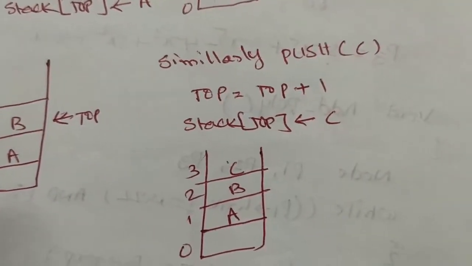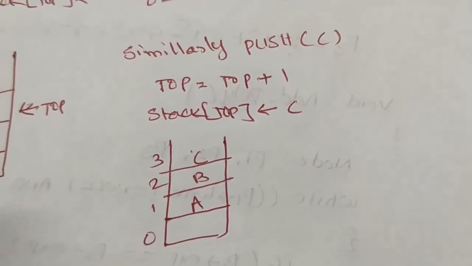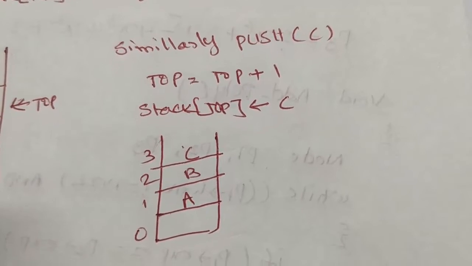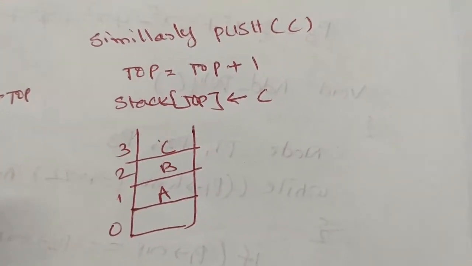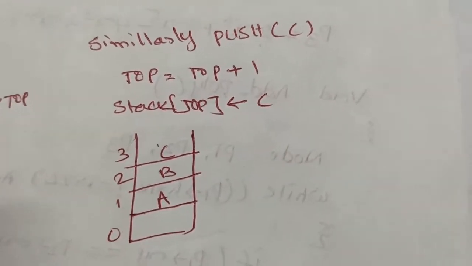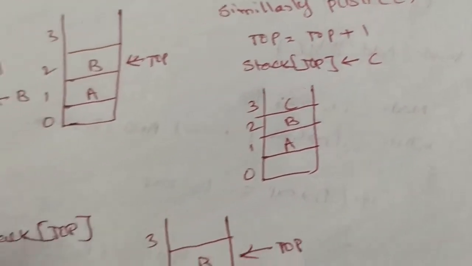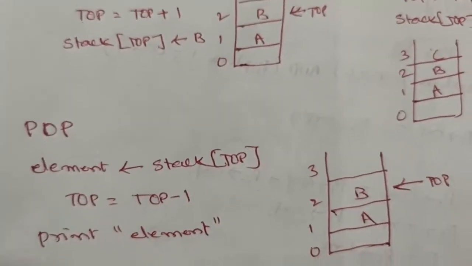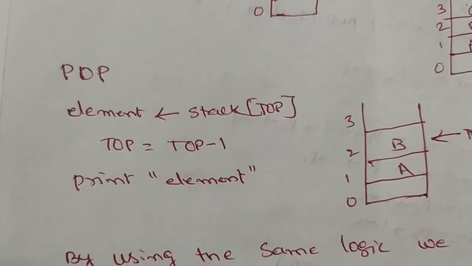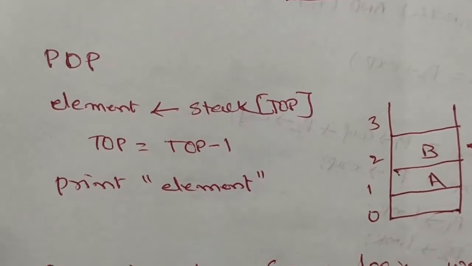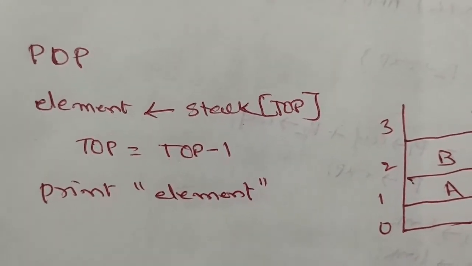Similarly, I push the value C into the stack. Again I increase the value of the stack pointer and at the top I keep the value C. After pushing the element C, the stack is like that. And the second operation is pop. Generally pop means remove the element from the stack. So first we remove the element from the top position of the stack. After that we decrease the top value by 1.